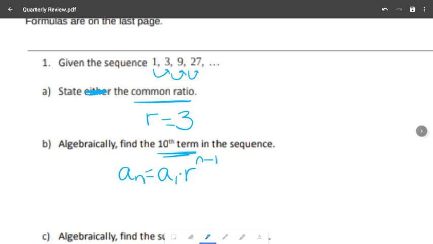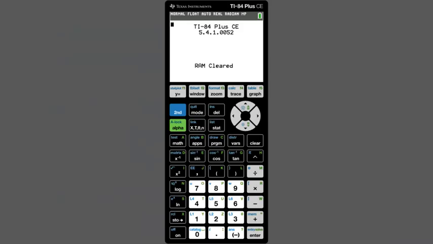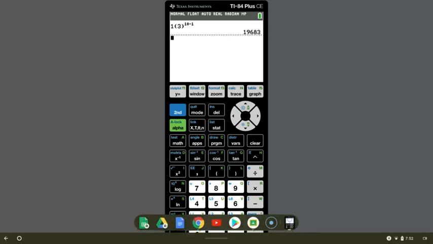A_1, remember, is the first term, so that would be 1. R, we said, was 3 in part A. And because we are finding the 10th term, N would be 10. So I would plug it in, put the R in parentheses, and then type this straight into your calculator. So we have 1 times 3 to the 10 minus 1 power, and you should get 19,683.